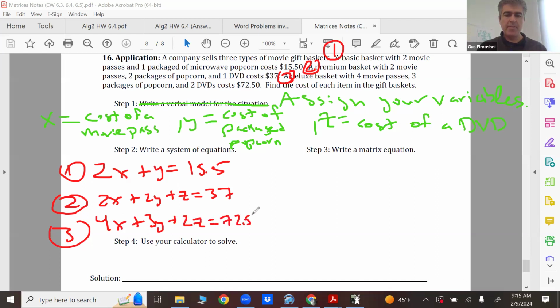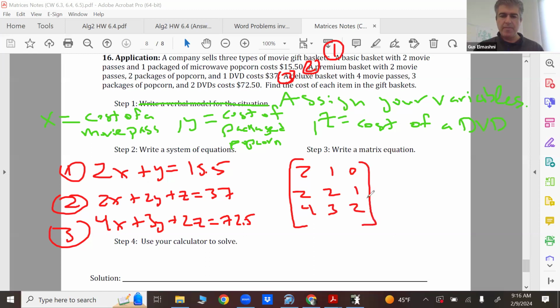72.5. And I'll put it as parts like this. I'll say part 1, part 2, part 3, or part A, part B, part C. I'll do it like this, so it's easy for you guys, right? So now let's write the matrix equation. 2, 1, 0. 2, 2, 1. 4, 3, 2. You guys know this now, right? X, Y, Z.